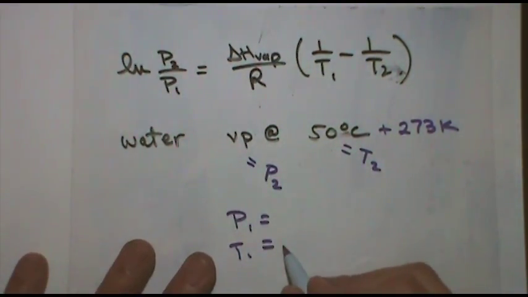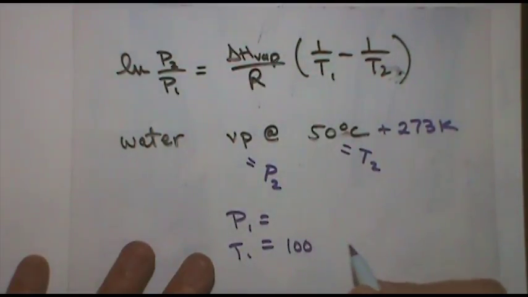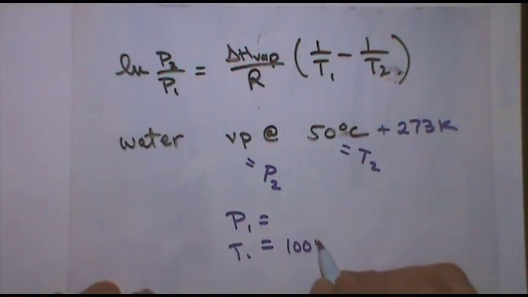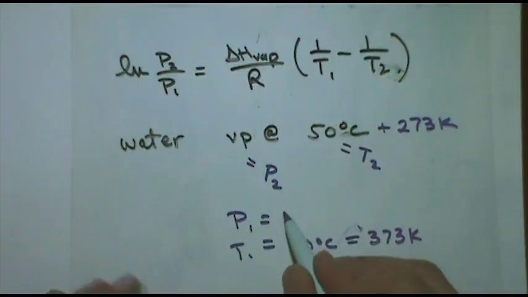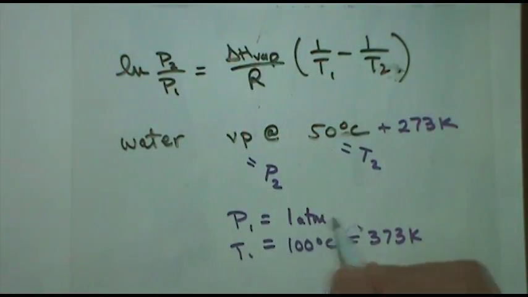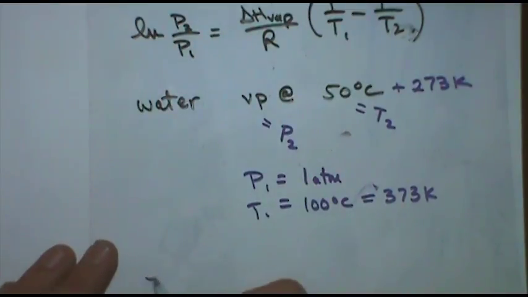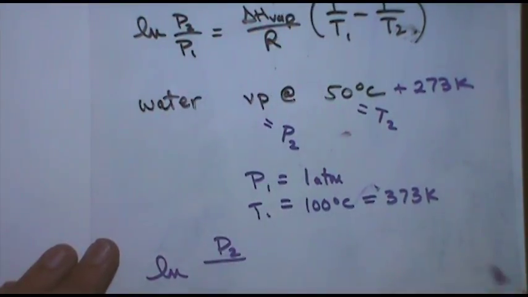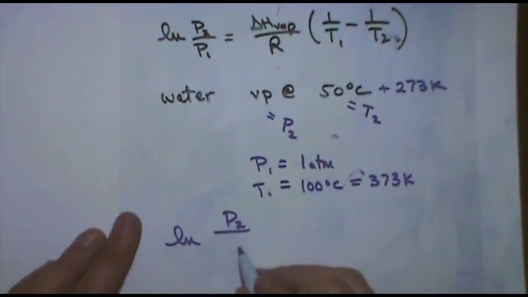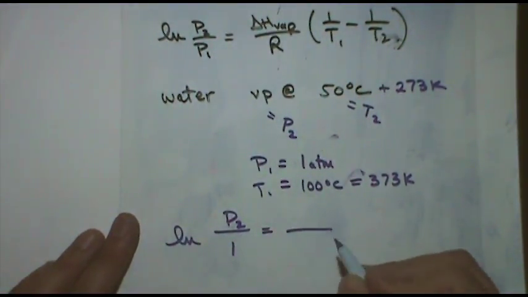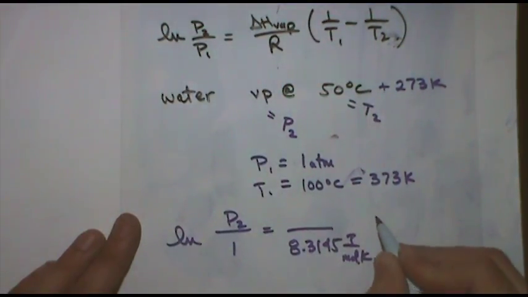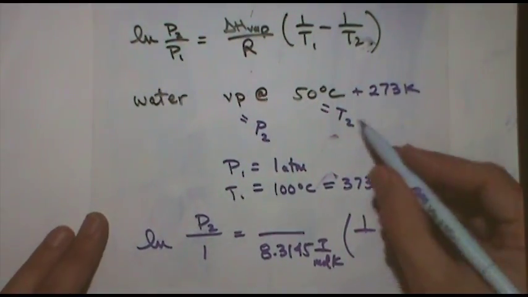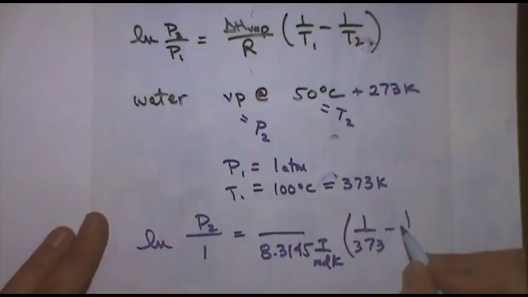What's T1? How many Celsius? Yeah, you're going to take what's called the normal boiling point, 100 degrees Celsius or 373 Kelvin. What pressure would I put? Yeah, one atmosphere is fine. And so, you're going to say natural log of P2, the new vapor pressure, over 1, is equal to delta H of vaporization, we'll look that up in a second, over R, times 1 over T1, 373, minus 1 over T2, 323.